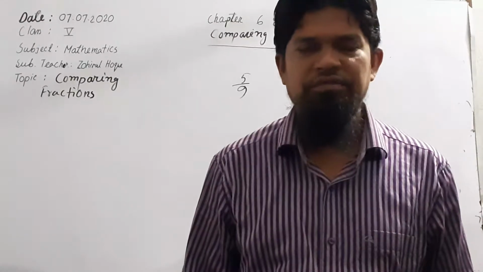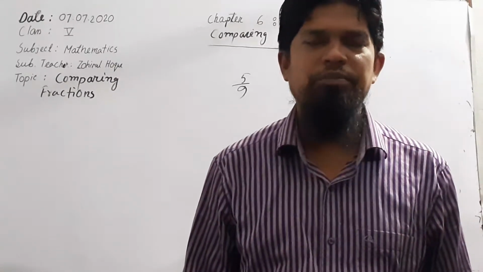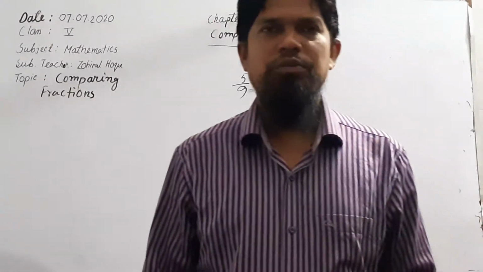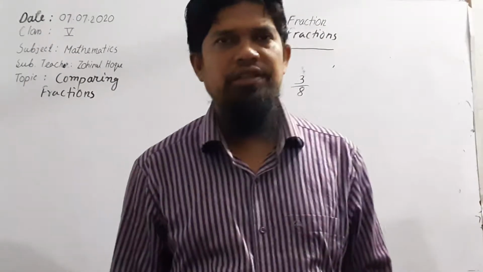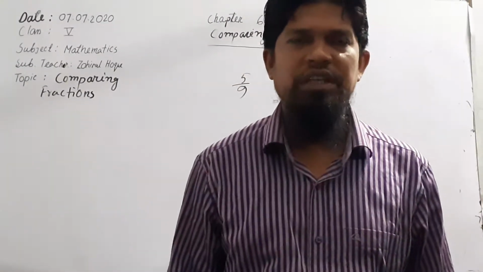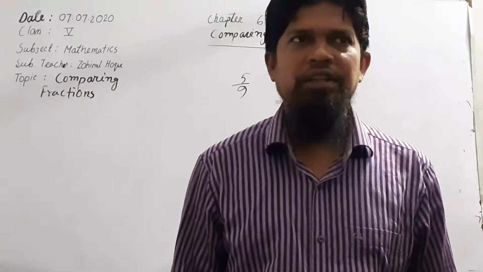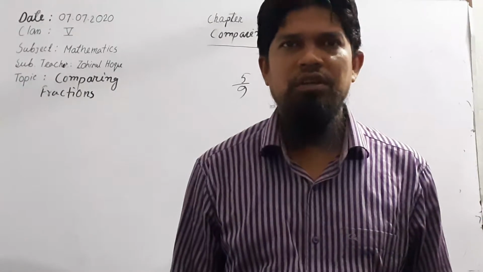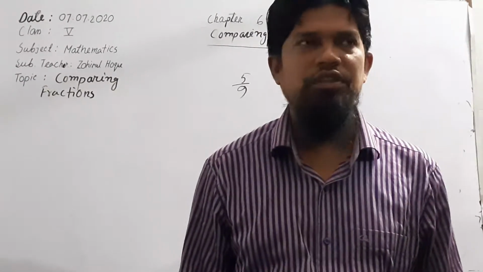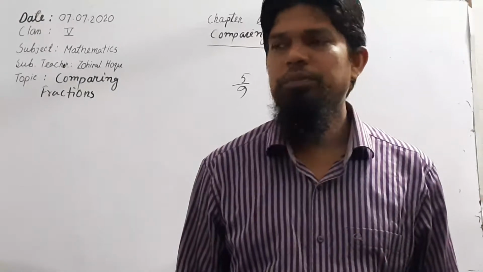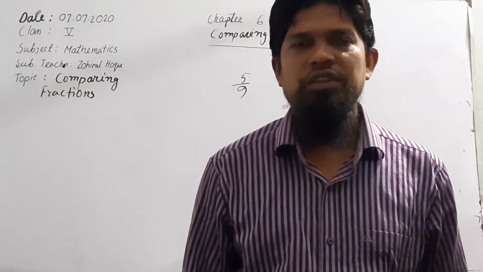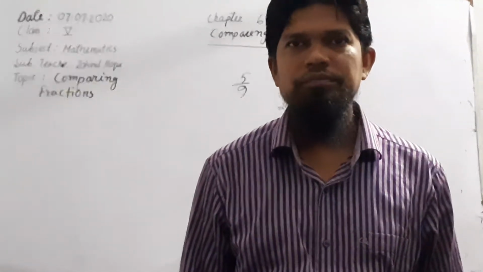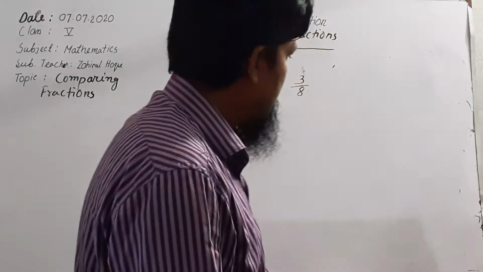In my last video, I explained how to compare fractions with common denominators and common numerators, and how to arrange fractions with common denominators in ascending or descending order, and fractions with common numerators in ascending and descending order. Today, inshallah, I would like to explain how to compare two fractions with different denominators and different numerators. Okay, so let's start our class.